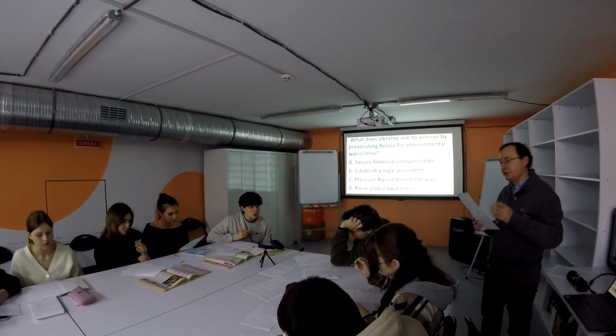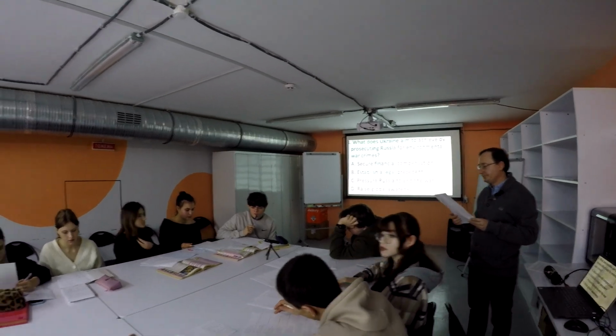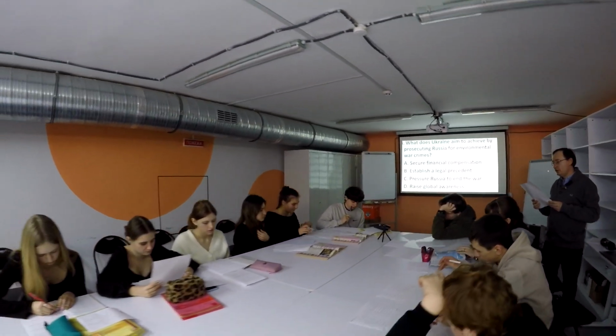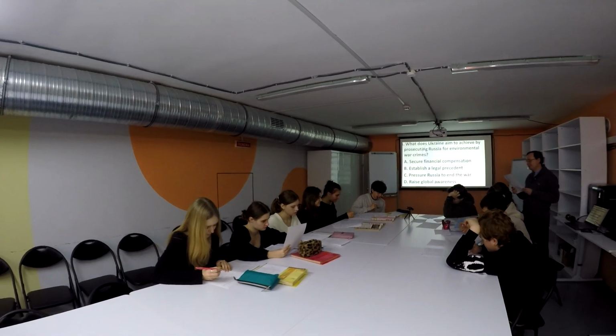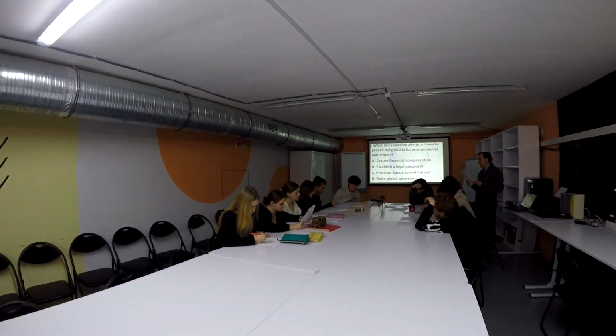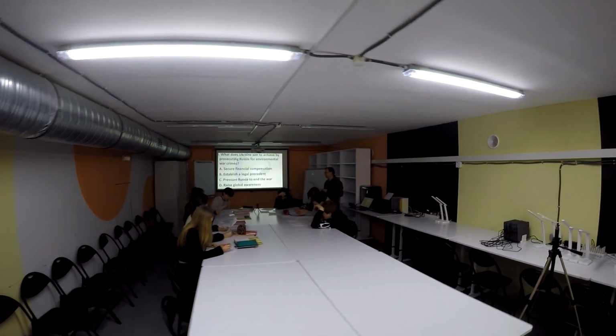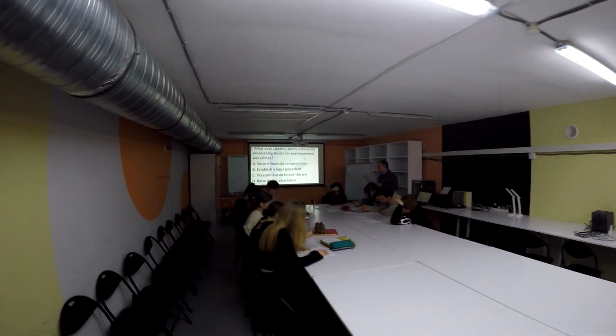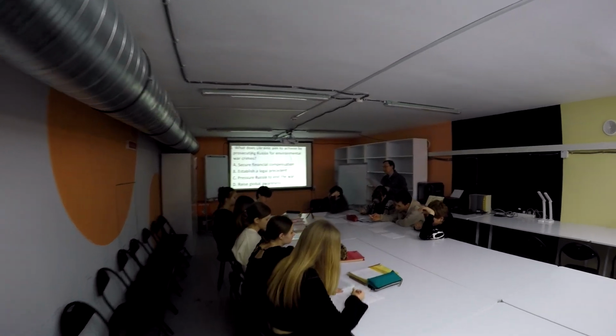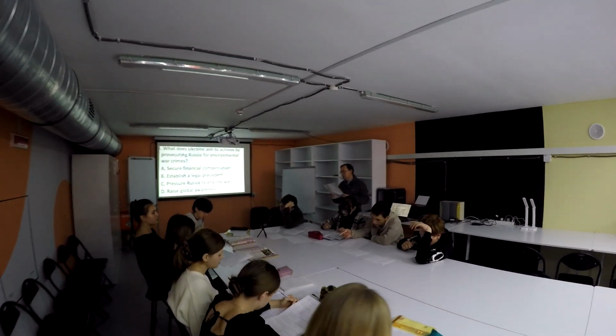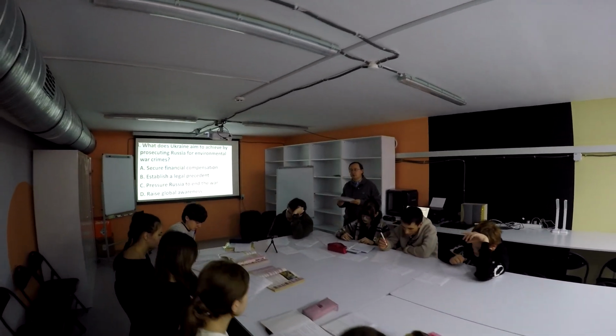The third question, Vladik. Why does Ukraine aim to achieve something by prosecuting Russia for environmental war crimes? War crimes. Can you translate it for everybody?